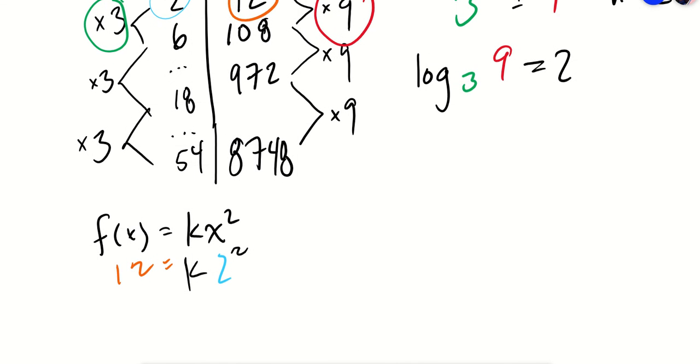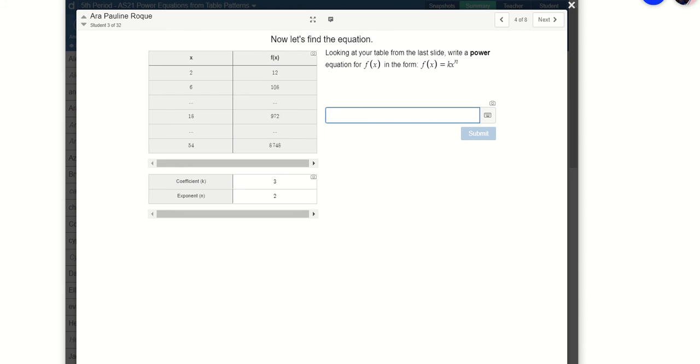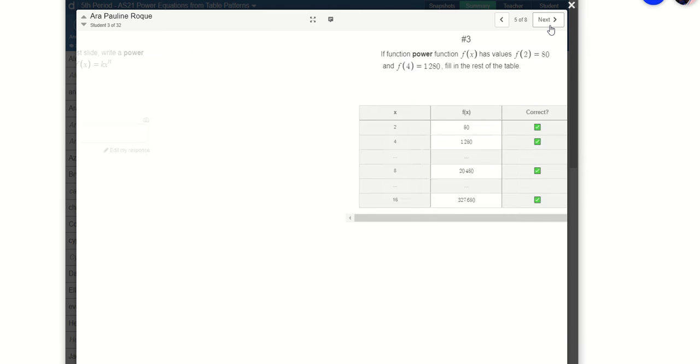And now we just solve for k, right? 2 squared is 4. So we've got 4k, and then that's equal to 12. So now we just divide both sides by 4, and you get k equals 3. So we come in here, we can write in our coefficient k equals 3 and our exponent equals 2. And our equation is going to be f of x equals 3x squared. All right, let's go to the next one.